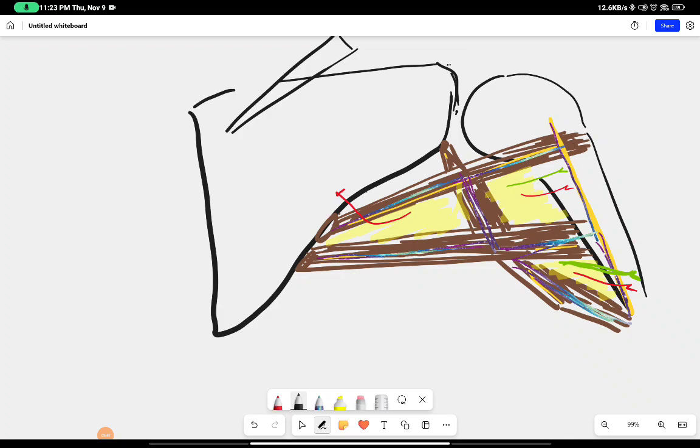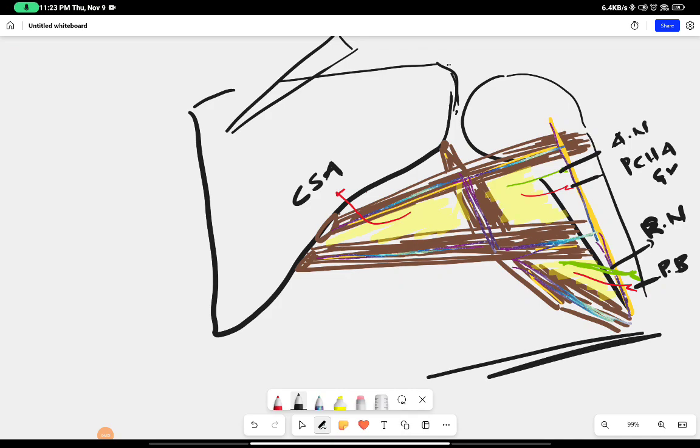So you write those contents: this one is the circumflex scapular artery, this one is the axillary nerve and the posterior circumflex humeral artery and vein, and here we can see the radial nerve in the spiral groove, and this one is the profunda brachii. So these are the various spaces and the intramuscular spaces.